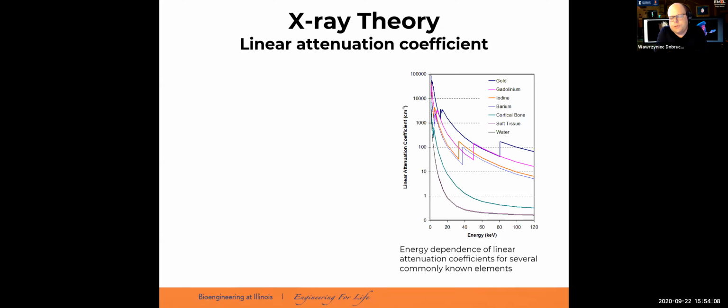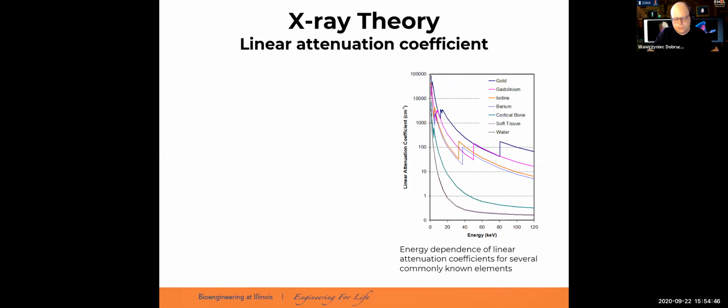So let me switch a little bit to another feature of X-rays. So far we've been talking about X-ray theory, where the attenuation of X-rays is associated with so-called linear attenuation coefficients. Different materials have different attenuation coefficients. For example, barium, which I showed before, has a very high attenuation coefficient. Iodine has a lower, but still significant, attenuation coefficient.